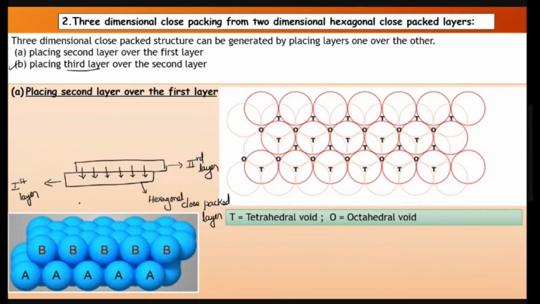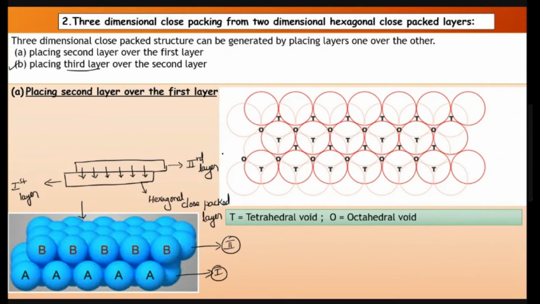Look at the diagram below. This is the first layer, that is a hexagonal close packed layer. The second layer is also a hexagonal close packed layer. I am going to place the second layer right into the depressions of the first layer. In this way, I am going to get a three-dimensional structure. Very simple. This is how the arrangement of hexagonal close packed layers looks.